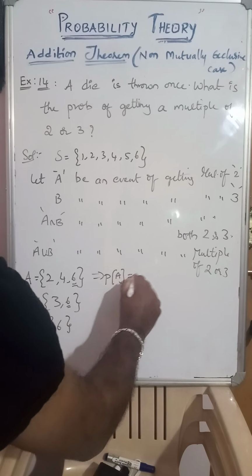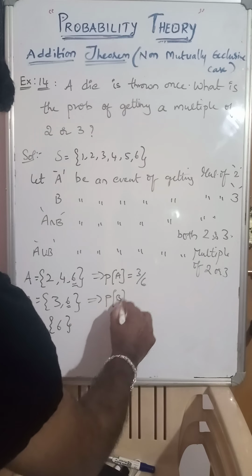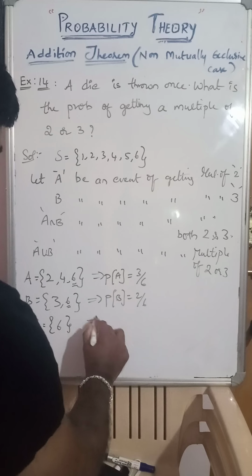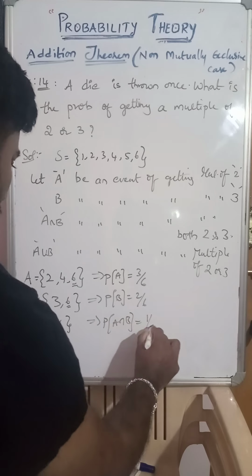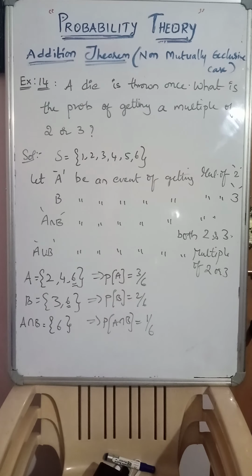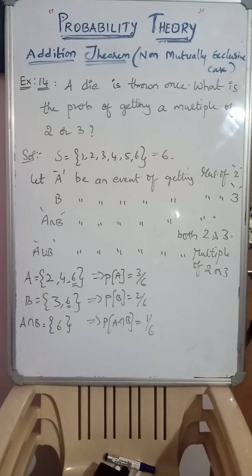P of A equals 3 by 6. P of B equals 2 by 6. P of A intersection B equals 1 by 6. Clear? Probabilities of those events I have written according to favorable and exhaustive cases. Exhaustive number of cases are 6. Favorable cases according to the events.